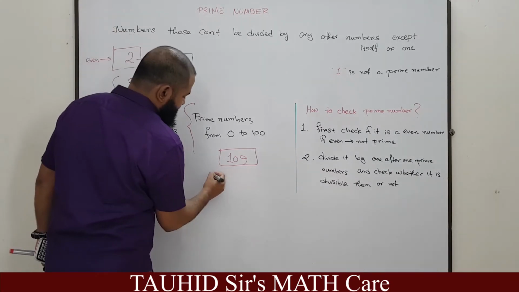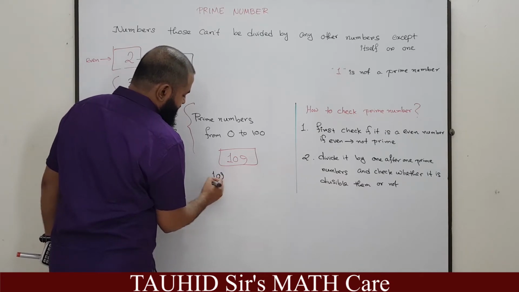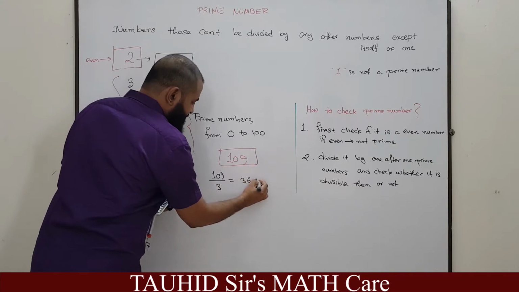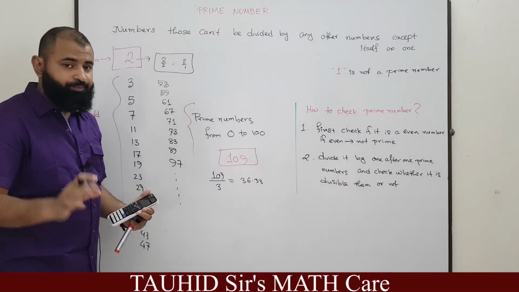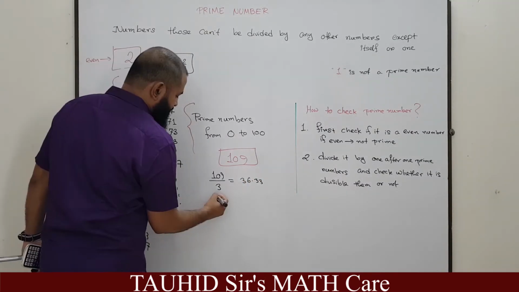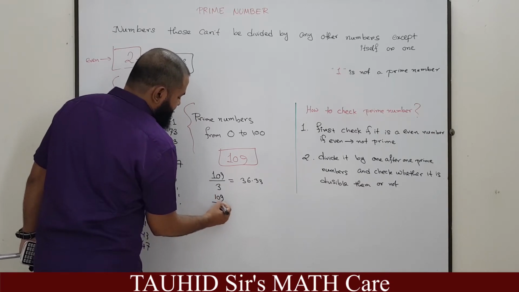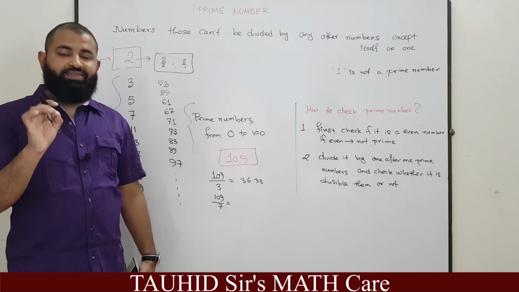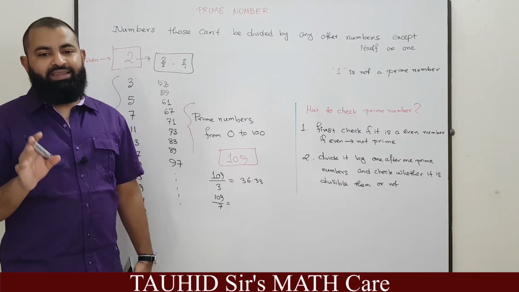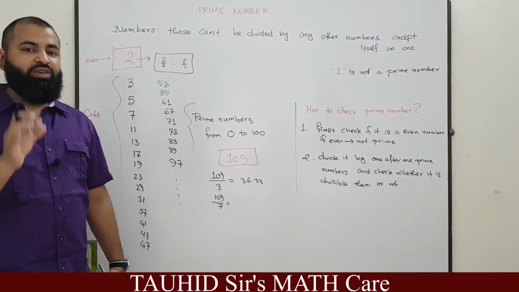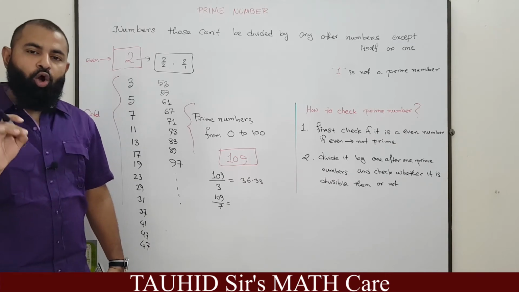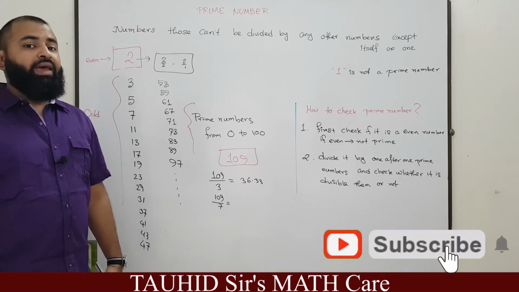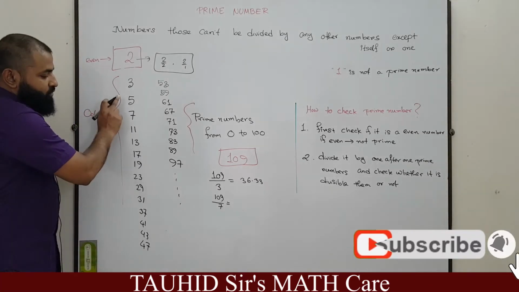Then we will divide this by prime numbers. 109 divided by 3 comes to 36.33. No integer has come, so we will go to the next. 109 divided by 7. Why did we skip 5? Because seeing a number, we can simply say whether it is divisible by 5 or not. If a number ends with 5 or 0, then it is divisible by 5, otherwise it's not. So we didn't use 5 here.